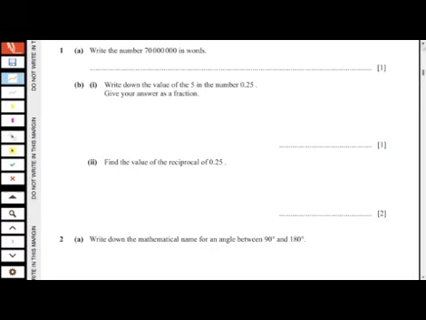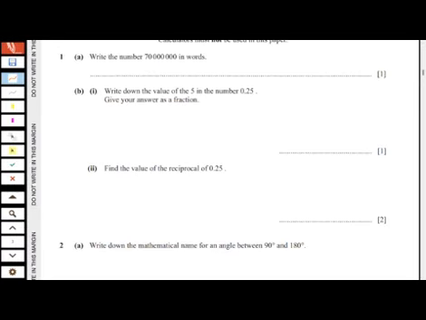So here is question number 1, part A. Write the number 70,000,000 in words. So first we have ones, then 10, then 100, then 1000, then 10,000, then 100,000, then million, and then 10 million. So the answer is 70 million, because we have to write it in words.